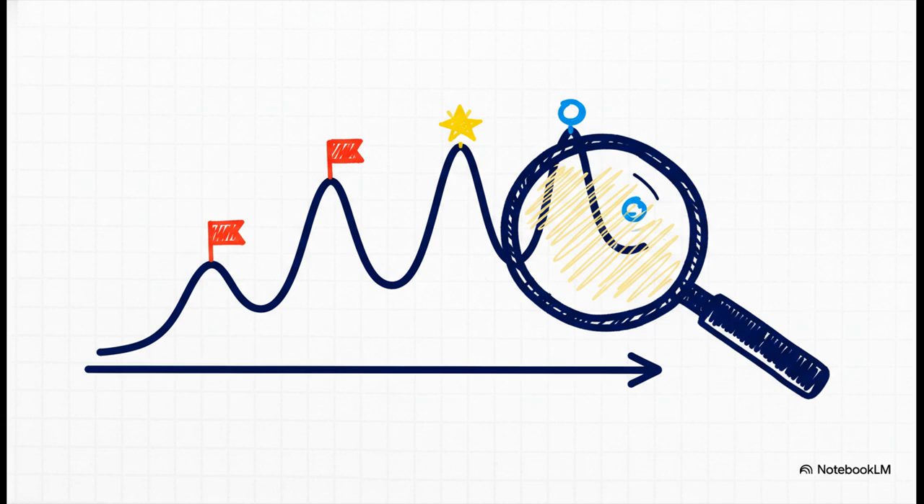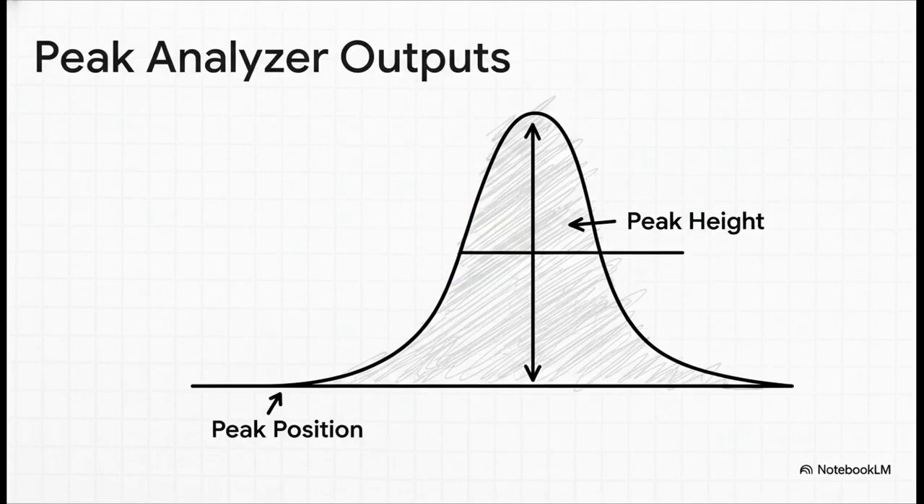You can fire up Origin's Peak Analyzer, and it will automatically scan your clean data and pinpoint all the important features, in this case, your peaks. And it doesn't just find them, it gives you all the crucial numbers. It instantly tells you the peak's exact position, your lambda max, its height, its width, and even calculates the area under the curve. These are the key values you need for any real quantitative work.